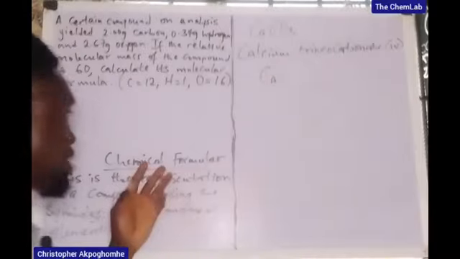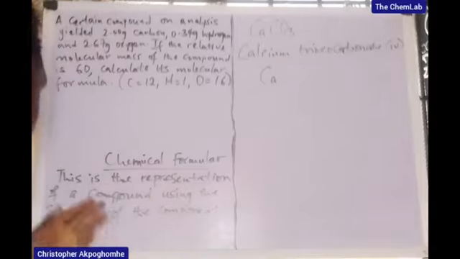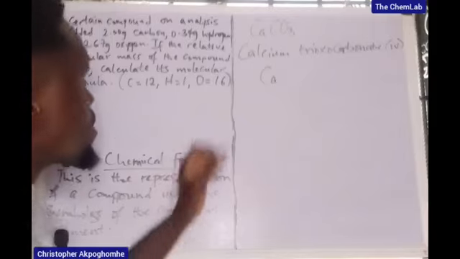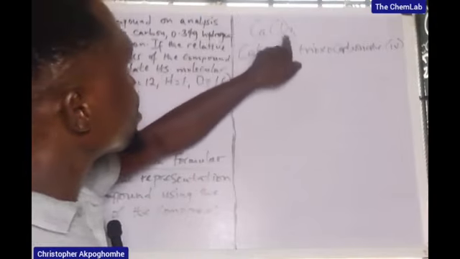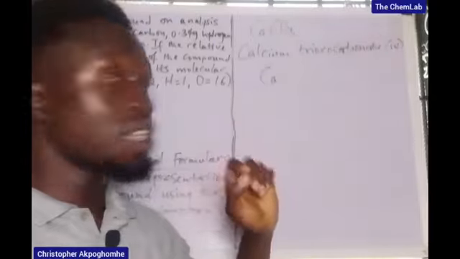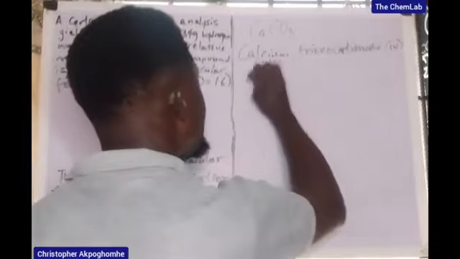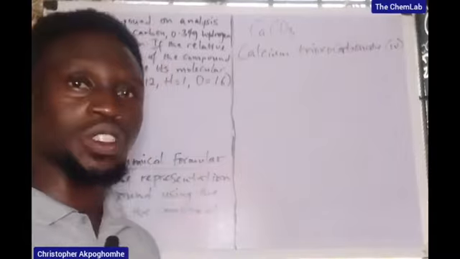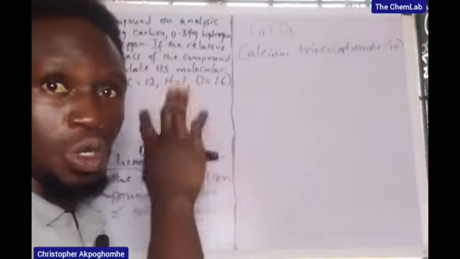Today we're going to be looking at chemical formula. Chemical formula is the representation of a compound using the symbols of the component elements. Let's look at this compound as an example: calcium trioxocarbonate(IV). First of all, how do we write the chemical formula for this compound? Remember we said that chemical formula is representing the compound using the symbols of the elements that make up the compound.